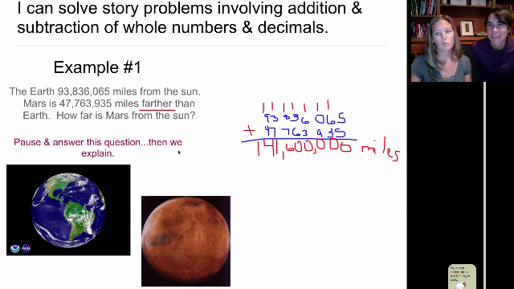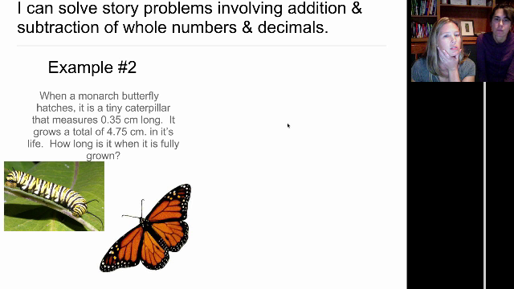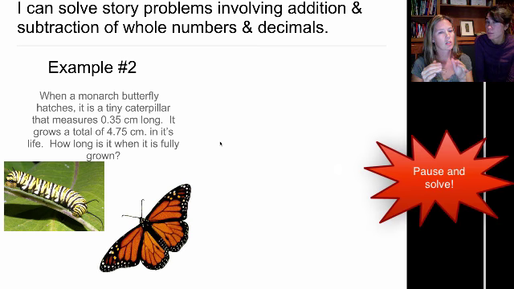All right, next one. Our second example is about a butterfly. So when a monarch butterfly hatches, it is a tiny little caterpillar that measures 3/500 centimeters long. It grows a total of 4.75 centimeters in its life. So it starts at 3/500 and it grows to 4.75, or grows a total of 4.75 centimeters in its life. So how long is it when it is fully grown? Pause it and read that one carefully because it's kind of tricky to figure out which one it does.